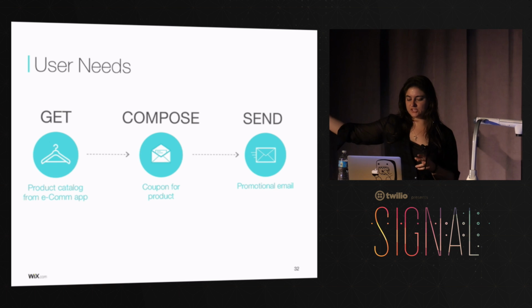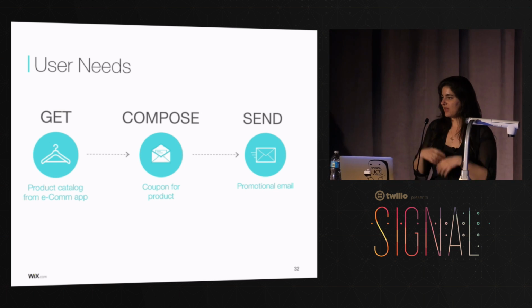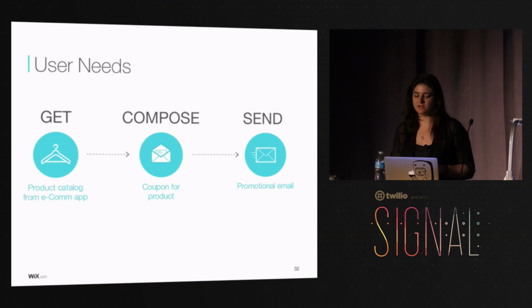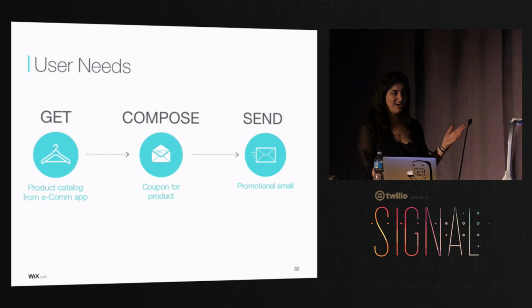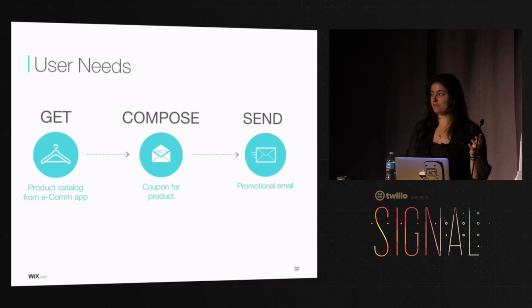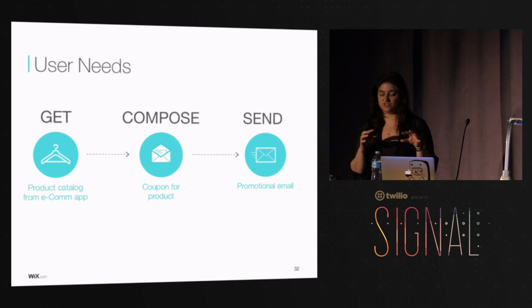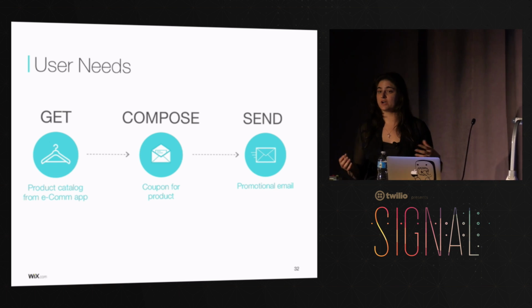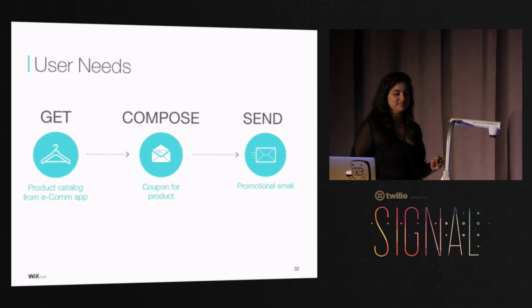So the application wants to get the product catalog. It wants to show it to their users. They want to compose some sort of coupon and compose some sort of email and then send it out. Pretty easy, right? It's not a big issue. I mean, if you had to do that with just the two applications integrating, you probably wouldn't have to think that long and hard. The problem is that we want to keep that app decoupling.